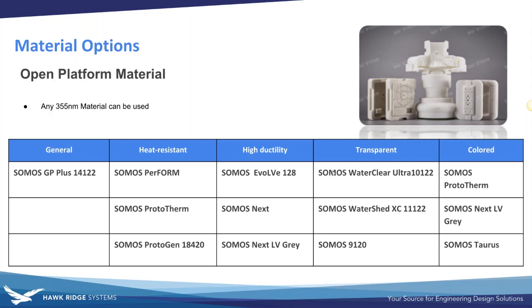And this is kind of a quick way to see the different materials. So I've broken it up into a general material, which is the Somos GP. Heat resistant, there's about 3 different heat resistant materials. So if you're just looking for a heat resistant material, you can actually dig down deeper than that and say, well, maybe I want one that's heat resistant and more stiff, or maybe I want one that's heat resistant and clear. There's different options within just heat resistance. There's a high ductility, there's transparent materials, and there's also colored materials.